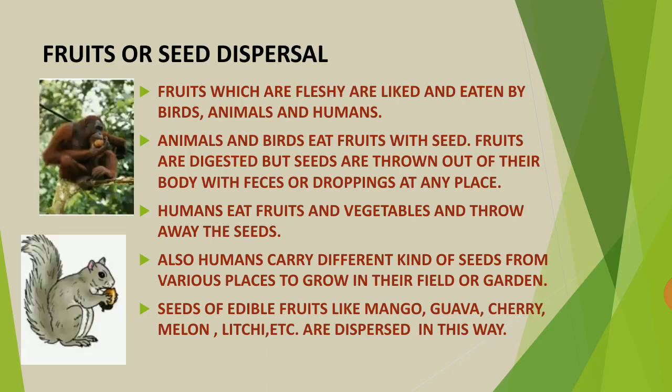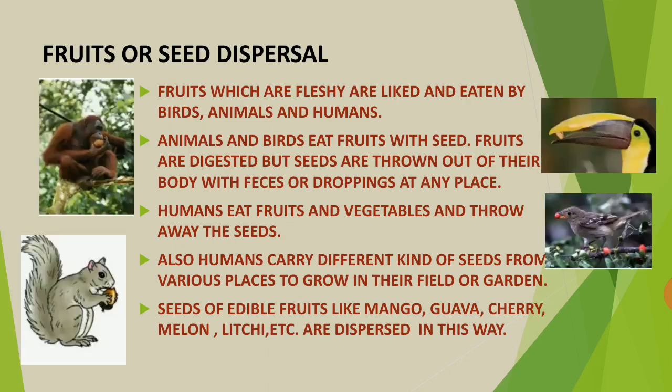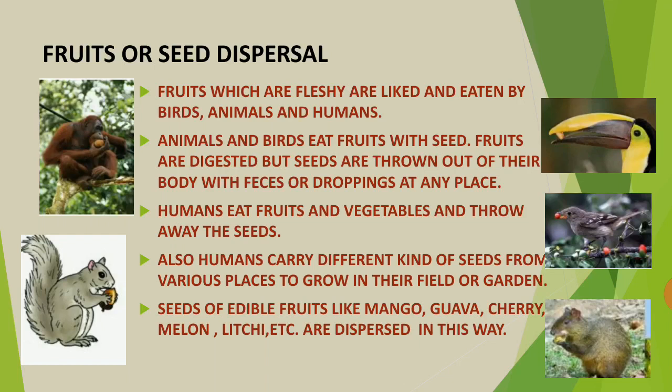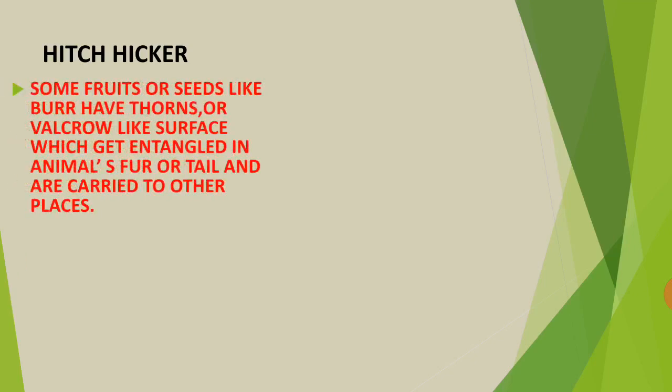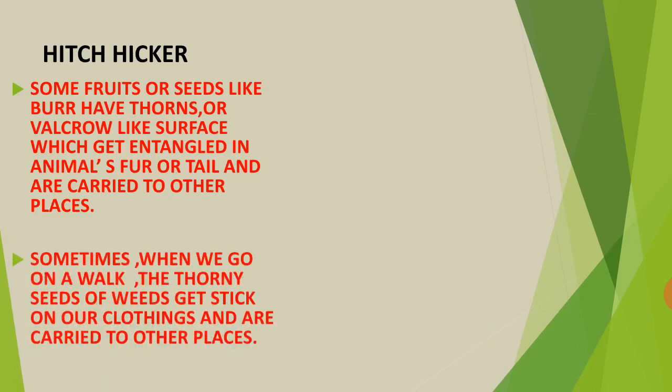Now here you can see some animals and birds which eat fruits and they disperse seeds from one place to another. Hitchhiker. Those seeds which stick to the clothing or on the fur of animals are called hitchhikers. Some fruits or seeds like burr have thorns or a velcro-like surface which get entangled in animals' fur or tail and are carried to other places.